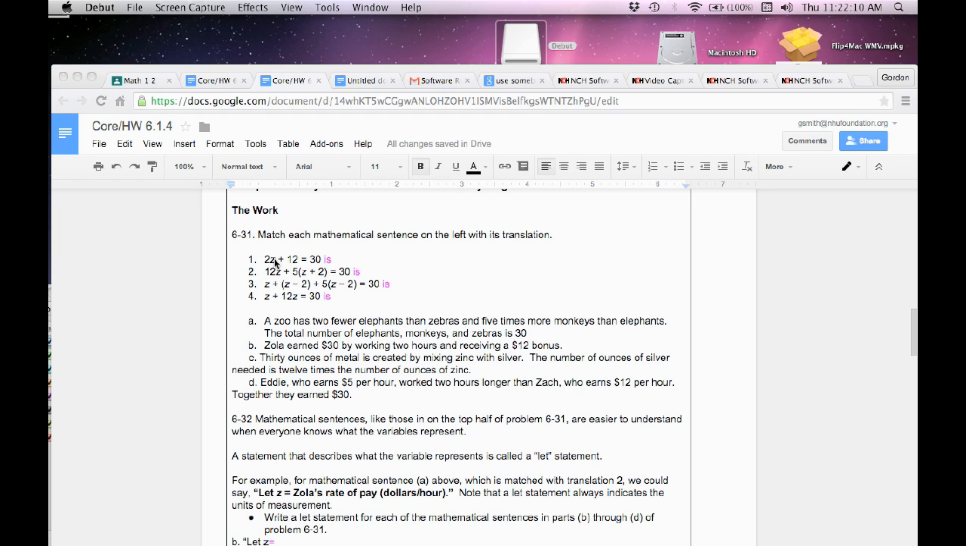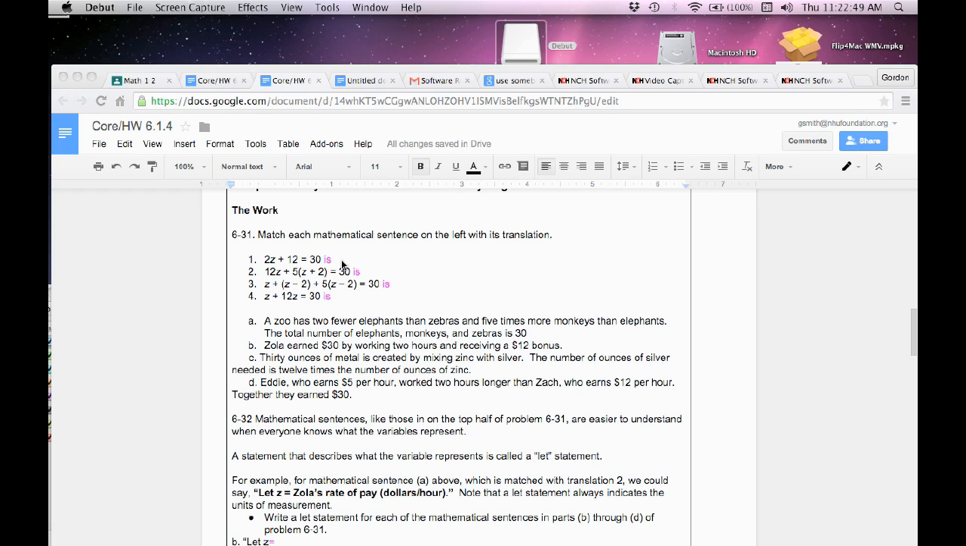So 1, 2z plus 12 equals 30 is... I'm looking for something where 2z plus 12 equals 30. A zoo has 2 fewer elephants than zebras, and 5 times more monkeys than elephants. That doesn't sound like it. Zola earned $30 by working 2 hours and receiving a $12 bonus. That works, because her dollars per hour is going to be your M, your slope. That $12 bonus is like a start value, so that's going to be B, and 30 is going to be the total. So here we have 2Z, so there you go. You have your M, you have your B, you have your Y.